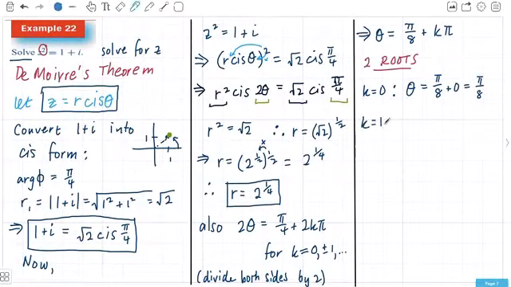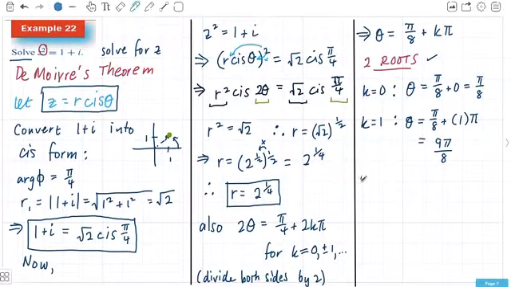And let's put in k equals 1. We're going to get pi over 8 plus 1 times pi. Pi is 8 over 8, so that's 9 pi over 8. Okay. So if we think about this now, this is a little bit over pi, 1/8 over pi. Now we only need those 2 angles because we have 2 roots.